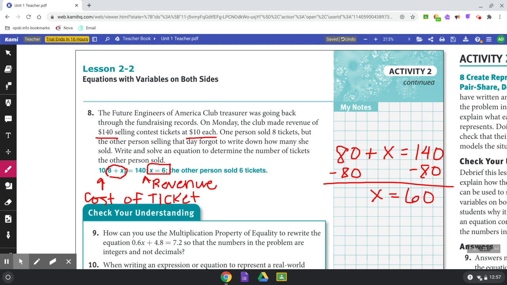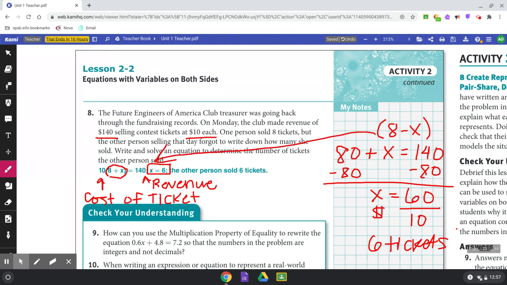Does that mean that person 2 sold 60 tickets? No, not 60 tickets. They made $60. So in this case, X represents the number of dollars, not the number of tickets. So if I know that tickets were $10, that means that person 2 sold $60 divided by $10. So person 2 sold 6 tickets. 60 divided by 10 is 6. That's another way that you could have solved this, which is perfectly fine. Both are correct, though.